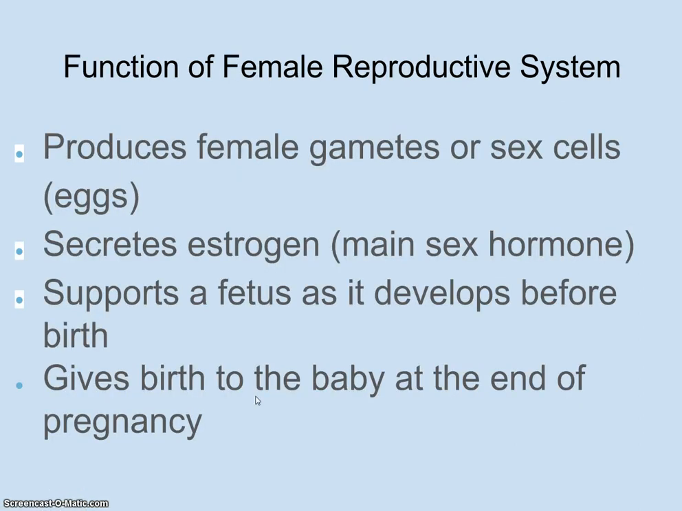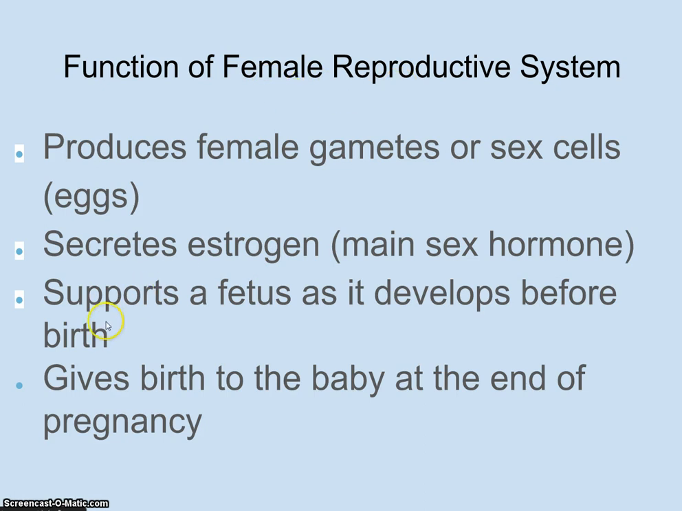Functions of the female reproductive system. Why do we have a female reproductive system? What is its job? It produces female gametes, or sex cells, or eggs. Remember, gametes are haploid cells. They have half the number of chromosomes. It secretes estrogen. Secrete means to release. It releases estrogen, which is a main sex hormone. So you have to associate estrogen with the female reproductive system.